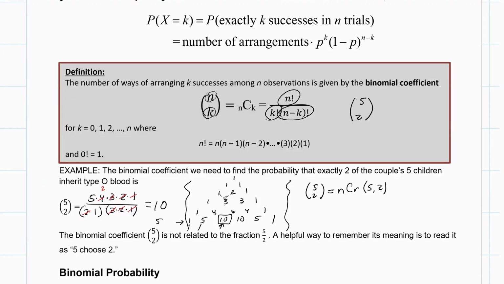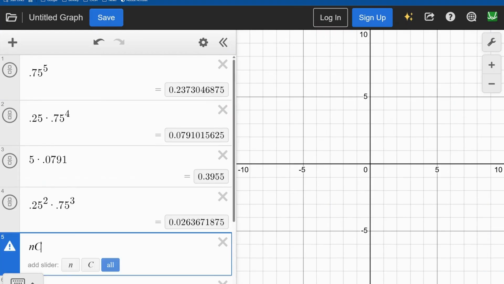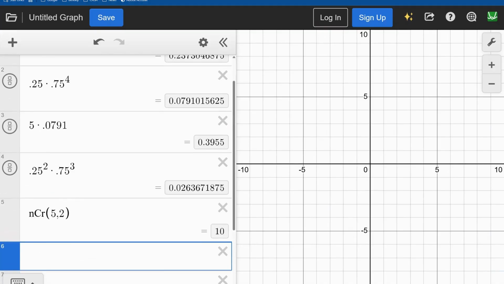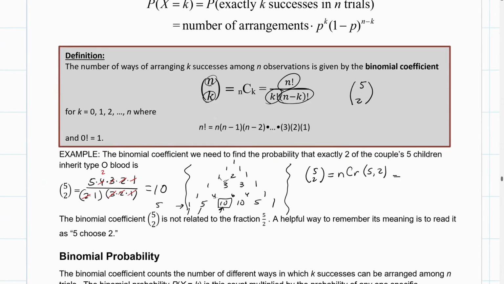I want you to be careful here that when we use Desmos to do this, n needs to be lowercase, C needs to be uppercase, and r needs to be lowercase. Parenthesis, and it was 5 comma 2, and there's that 10 value that we just talked about. So we can find this on Desmos using that function, right? Again, we call it the binomial coefficient.